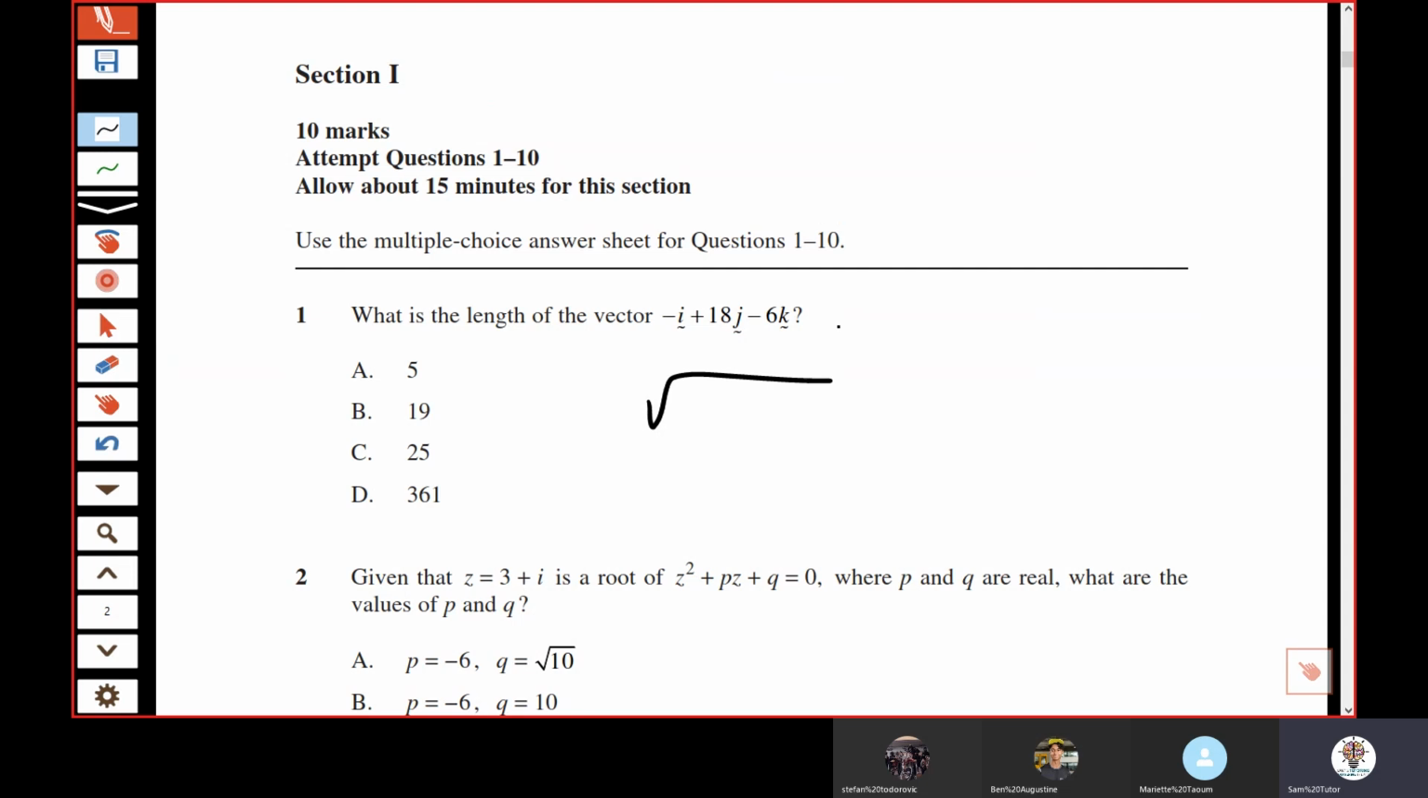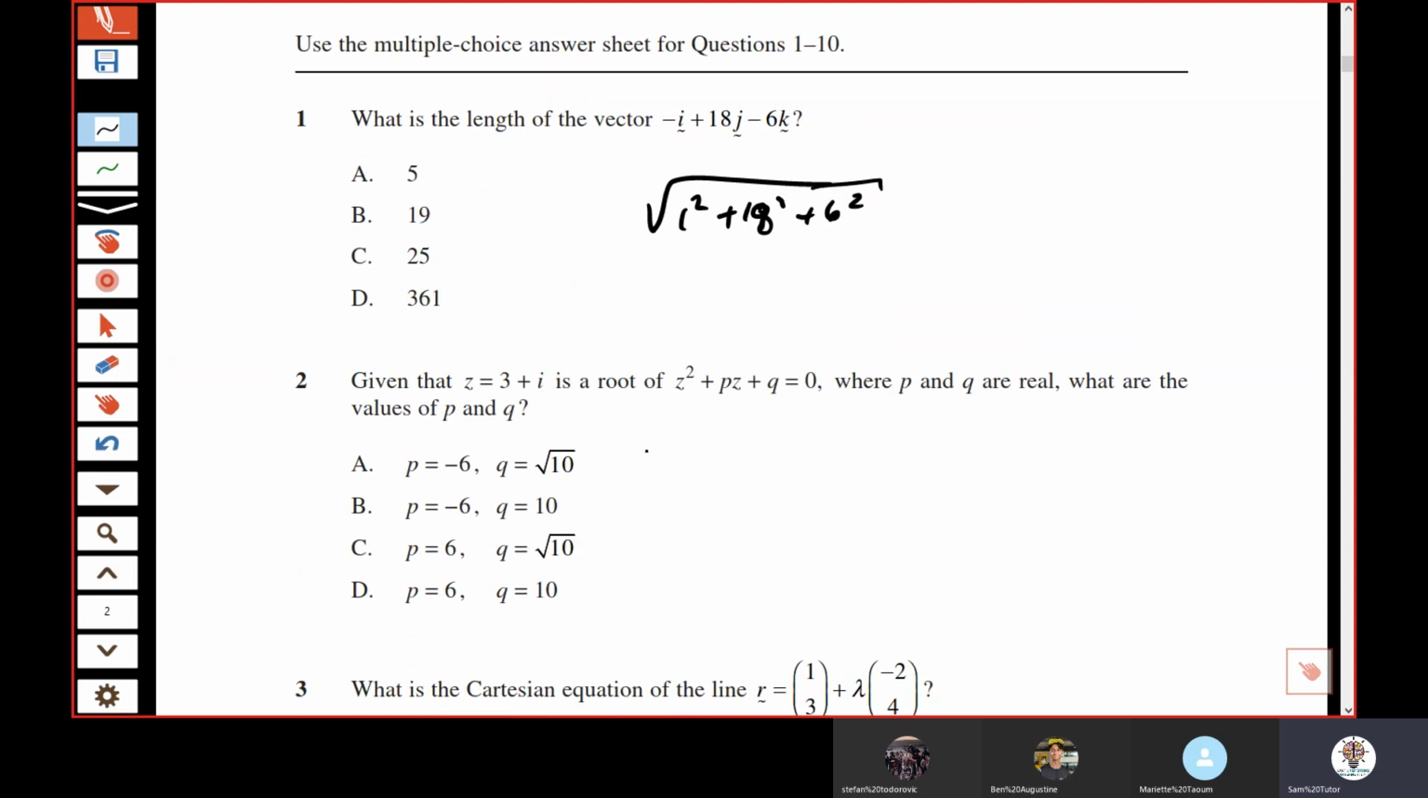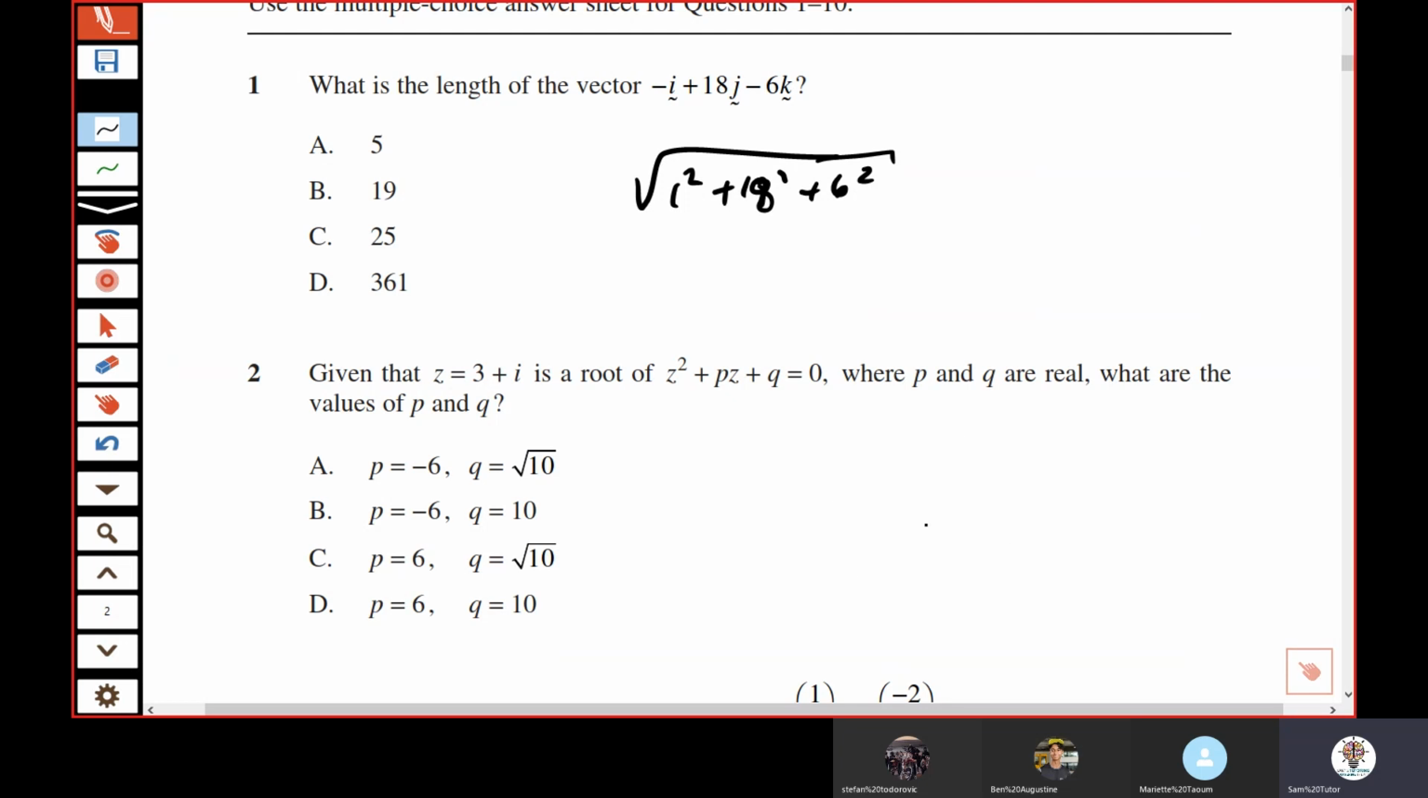Pythagoras, by how many terms you're going to have? 3. So it's just 1 squared plus 18 squared plus 6 squared. How easy, right? Seriously. Done. Anyways, you're more interested in question 2.